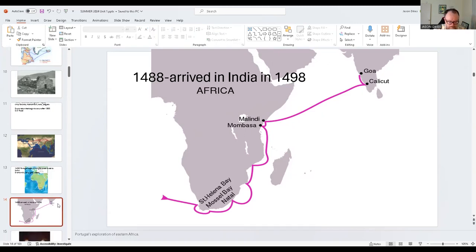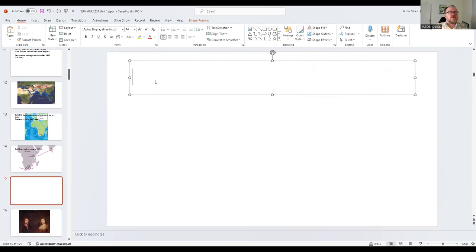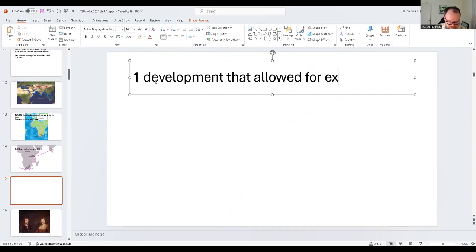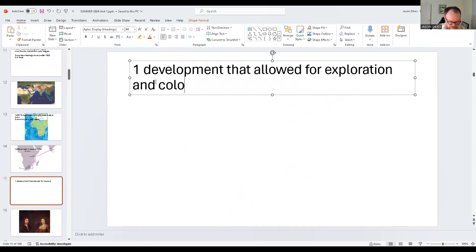Now, before the rest of Europe could get into exploration and colonization, there had to be a development. Okay? There had to be one development that allowed for exploration and colonization. Spain's got to get through this. Britain's got to get through it. France has got to get through it. The Portuguese have already gone through it.